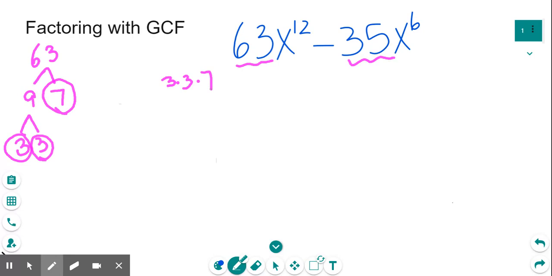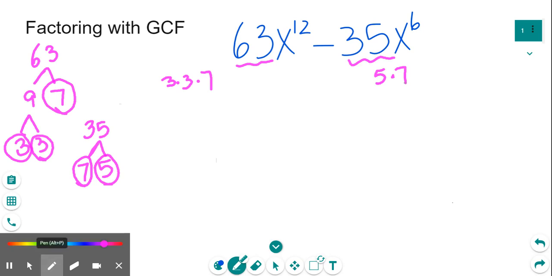Okay, and I'm just going to leave it like that. And now I'm going to do 35. Now 35 is 7 times 5. And that's it. Those are both prime numbers. So I'm just going to take 7 and 5. That's it. And I'm going to write it as 5 times 7. Okay, now I'm going to move on to the x's.